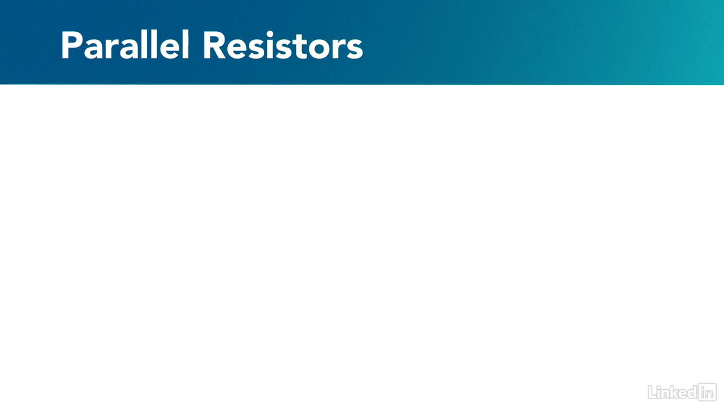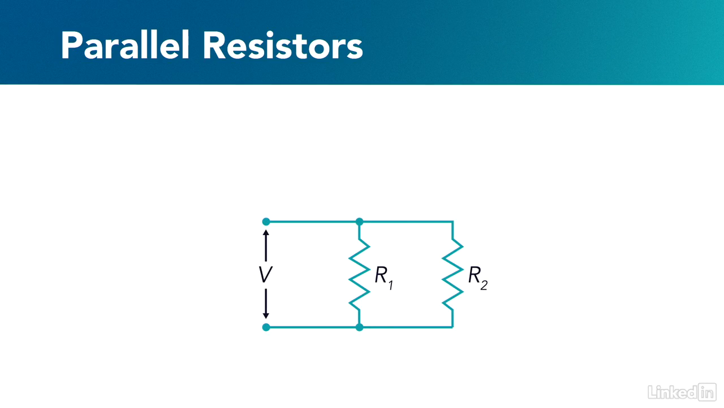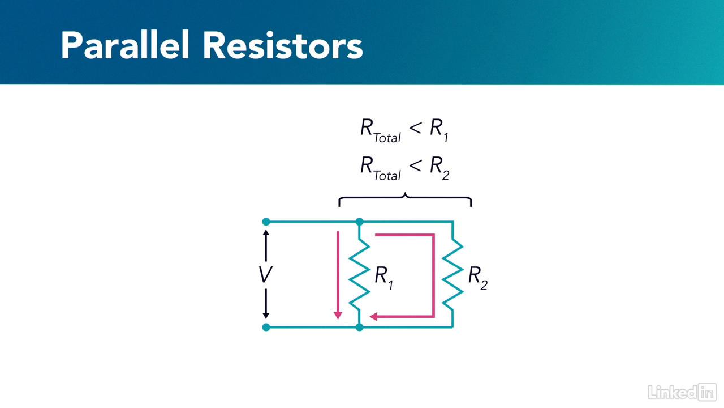Resistors are connected in parallel when both of their terminals are connected to each terminal of another resistor, as shown here. The combined total resistance of parallel resistors will be less than the resistance of any individual resistor because the parallel configuration provides more possible paths for electrons to take as they travel through this circuit.